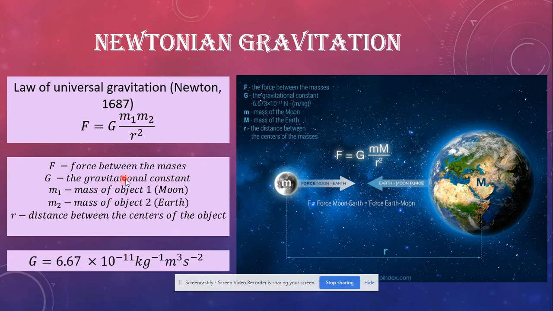Now, G is the gravitational constant. The value of G is 6.67 times 10 to the power of negative 11 newton meter squared per kilogram squared, or in the form given, meter cube per kilogram per second square. Please bear in mind that this constant will not be provided to you during your final exam. So please memorize the value.